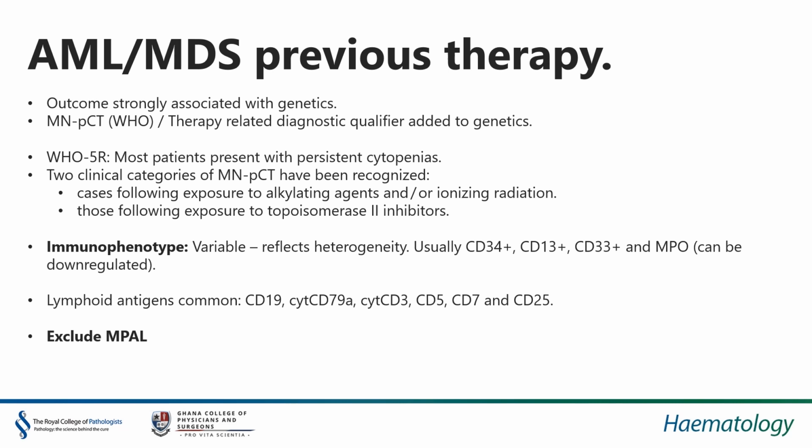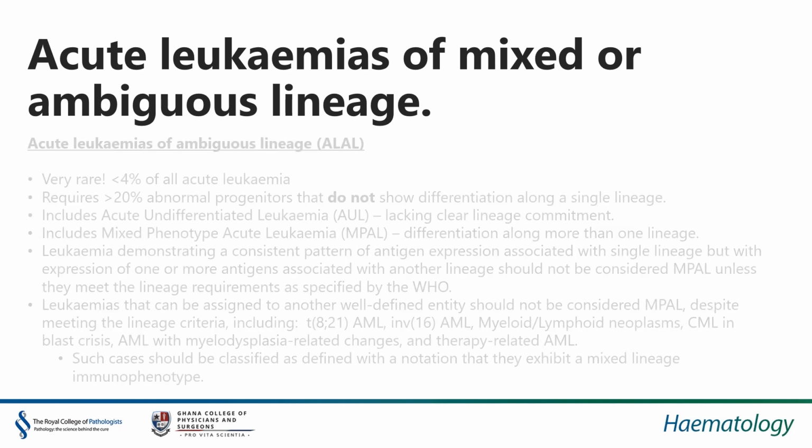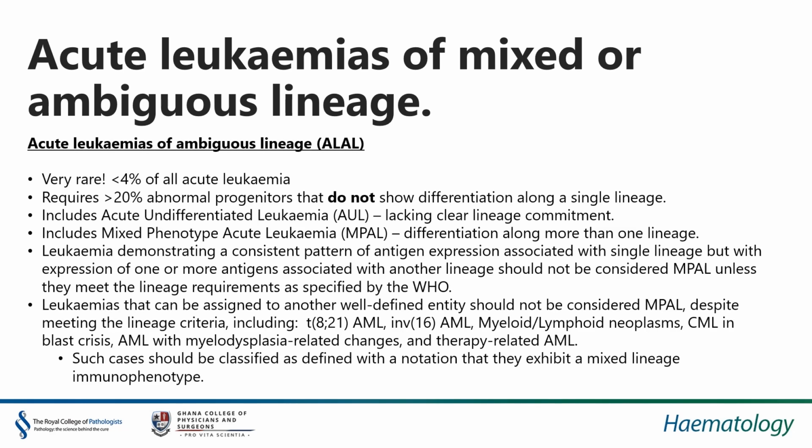So that brings us quite nicely on to those acute leukemias where you do have a mixed phenotype, or there is some ambiguity to the lineage of these patients. So acute leukemias of ambiguous lineage, very important to say they are rare. They're very rare. They're less than 4% of cases of all acute leukemia. What they do require is 20% of the abnormal progenitors that do not show differentiation along a single lineage.